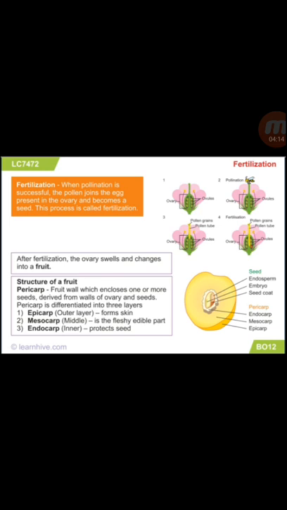So fruit is the ripened ovary, and a seed bearing structure. A fruit has a fruit wall or the pericarp, and the pericarp is differentiated into three layers, that is epicarp, the outer layer, mesocarp, the middle layer, and the endocarp, that is the inner layer. So these are the parts of the fruit.